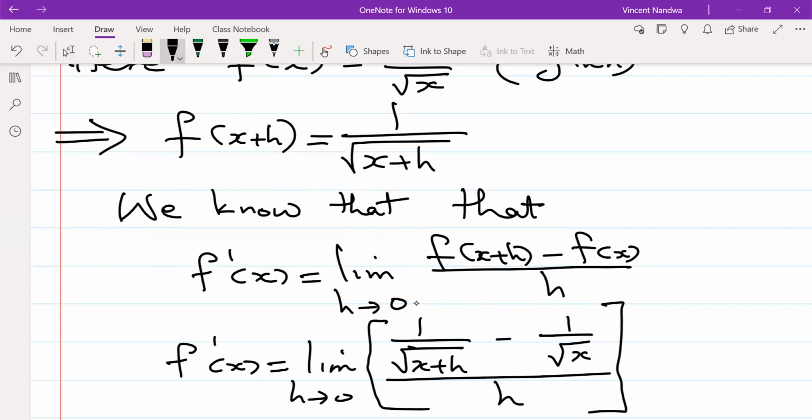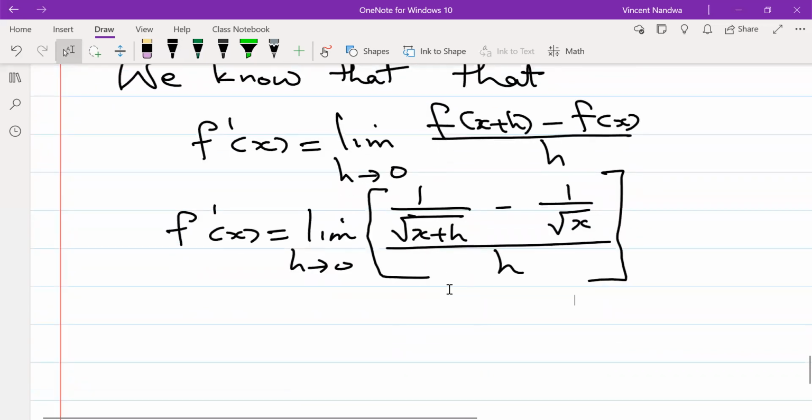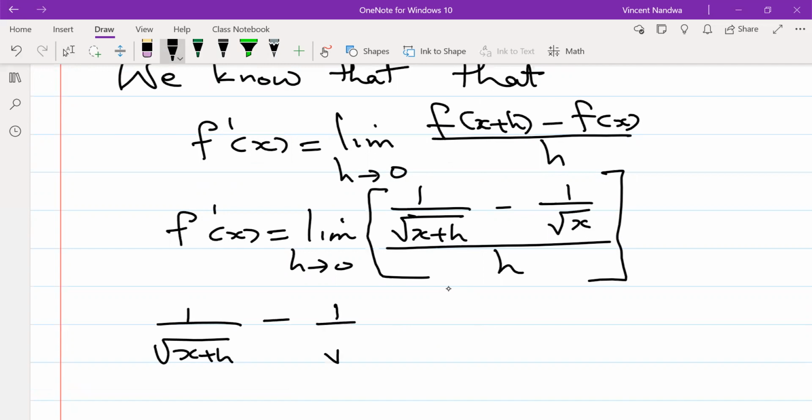Is it possible to cancel h? Is it possible? Is it possible to cancel h? Yes. Yeah, so the easiest thing, let's put the numerator as one fraction. So we have 1 over square root of x plus h minus 1 over square root of x.